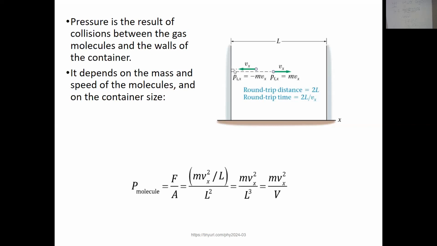So the pressure exerted by this molecule hitting the wall, P sub one molecule, should be equal to the force it exerted divided by the area of the wall. Because this is a cube, the area of this particular wall is side times side, so L times L, which is L squared, in the denominator here. Now for the force, you have to calculate this force using the knowledge we learned in the first semester, impulse and momentum.